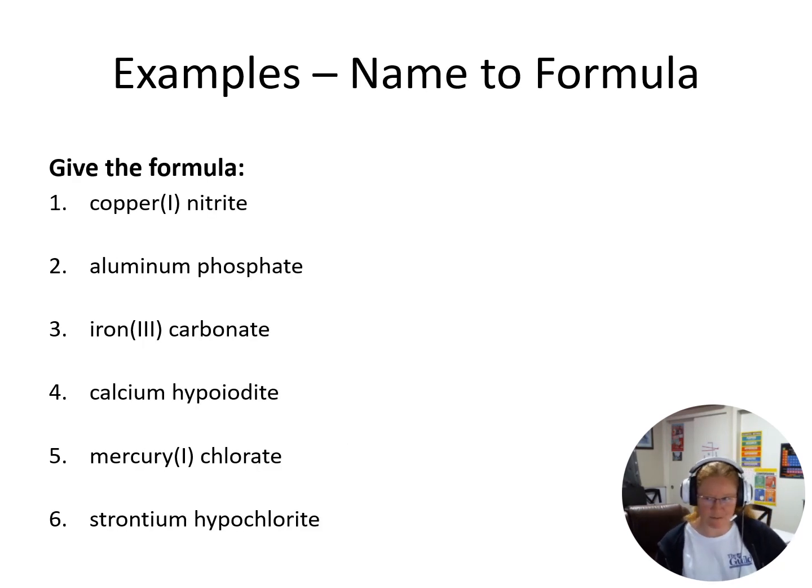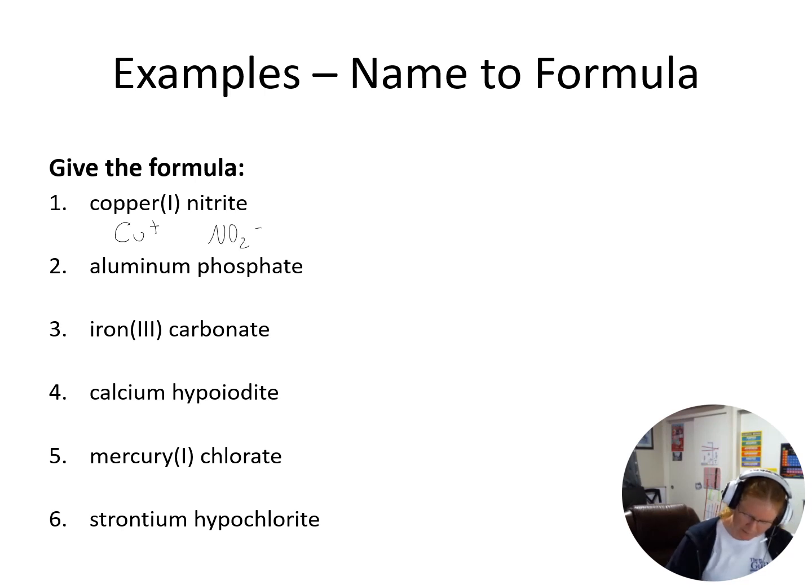Now here's some names and formulas. So again, not going to learn them if I just tell you all the answers. So before I write the answers down, I want you to try these on your own. Okay, so pause the video, write your ions out, do your charge balancing, see if you can figure these out. Okay, let's see how you did. So we get a copper 1 ion, we get a nitrite ion. Okay, so you should get CuNO2. Okay, aluminum phosphate, we're going to get an aluminum ion, phosphate ion.